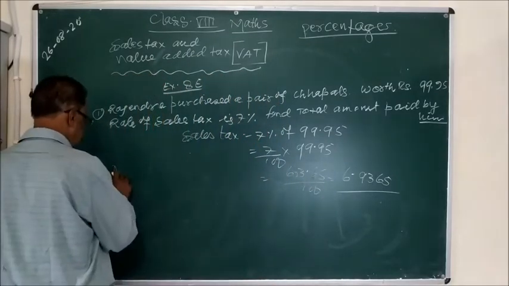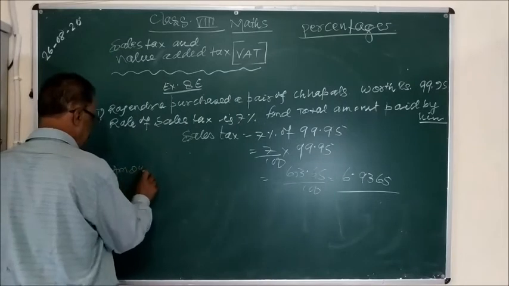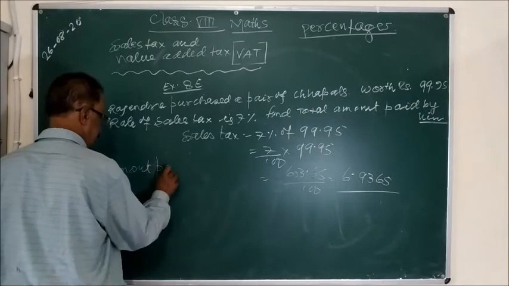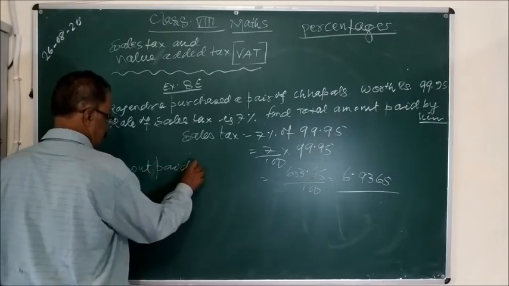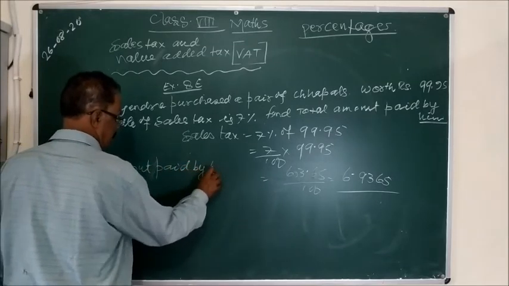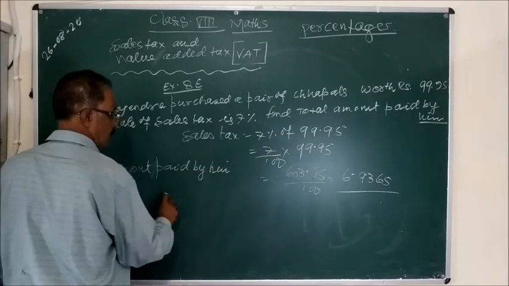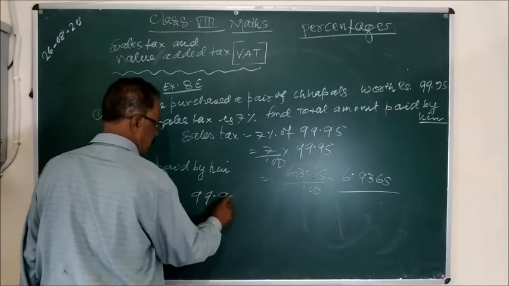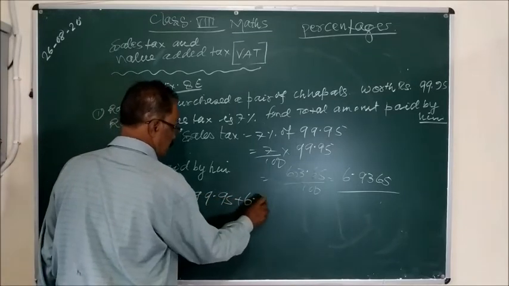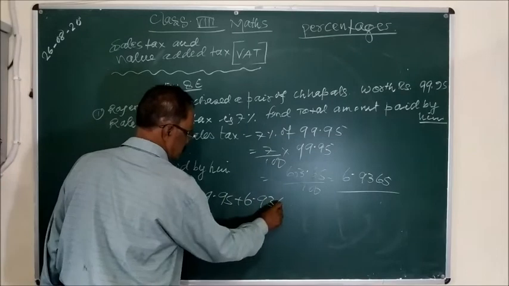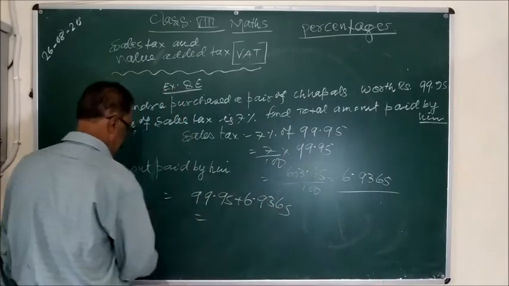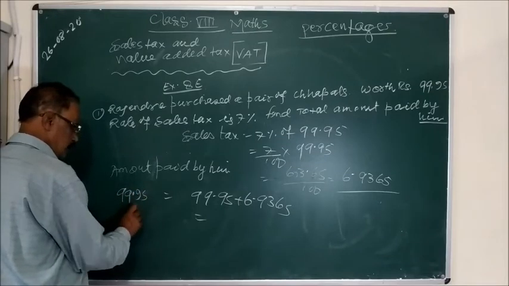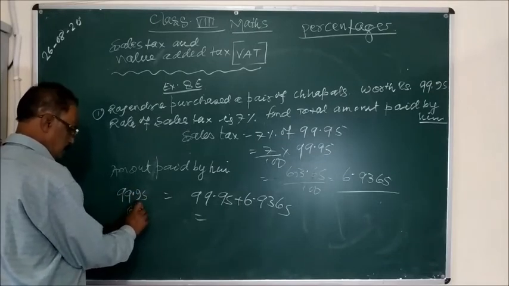So amount paid by him, this amount will be extra, that is sales tax. So 99.95 plus 6.9365. इसको हम प्लस कर लीजिए. 99.95 and this is 6 point.